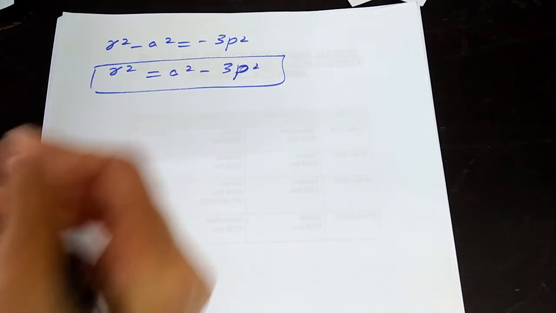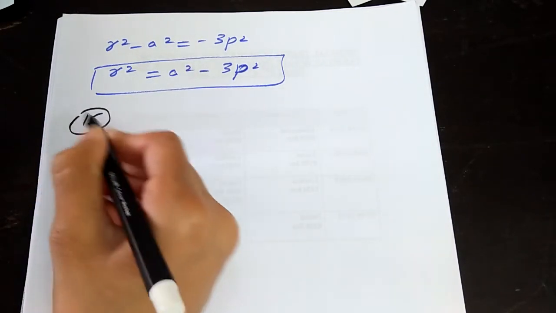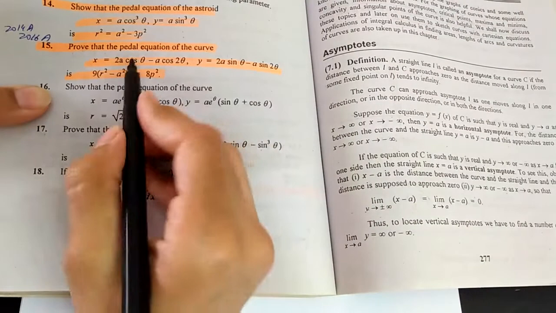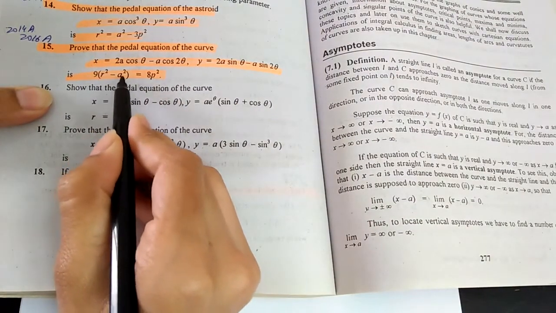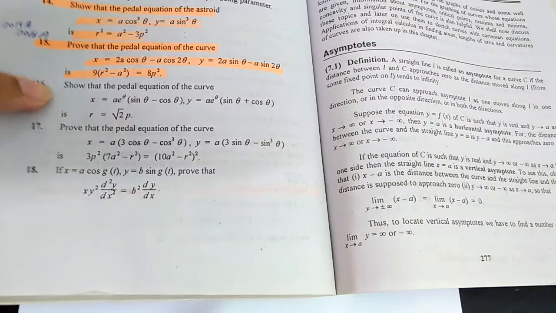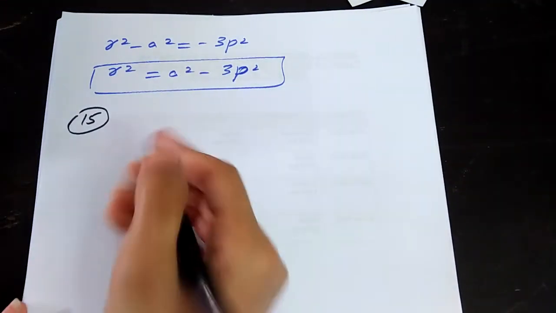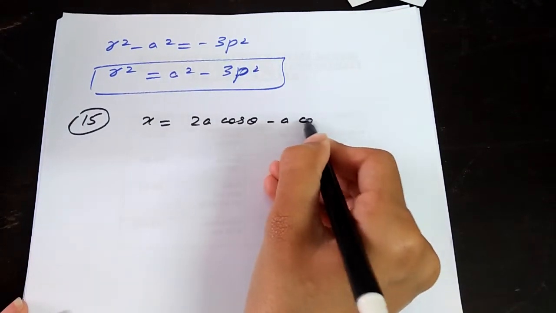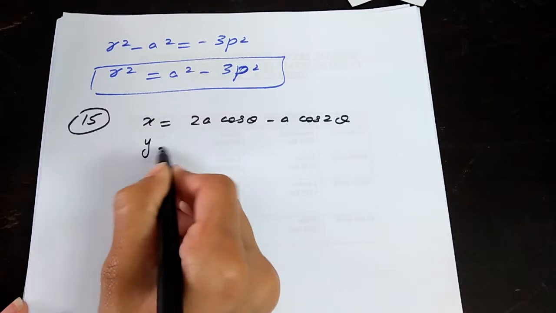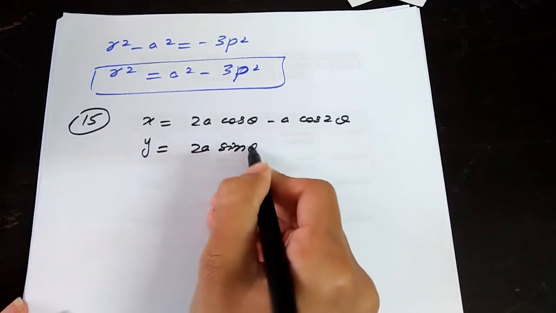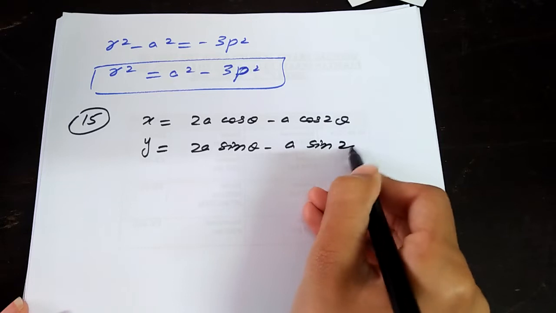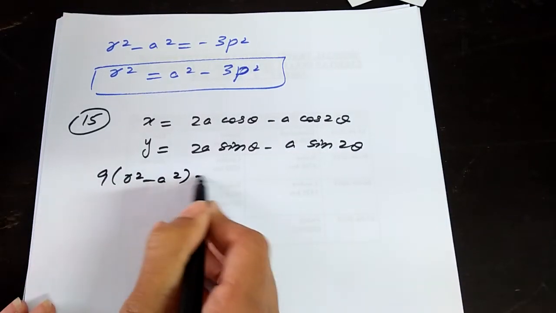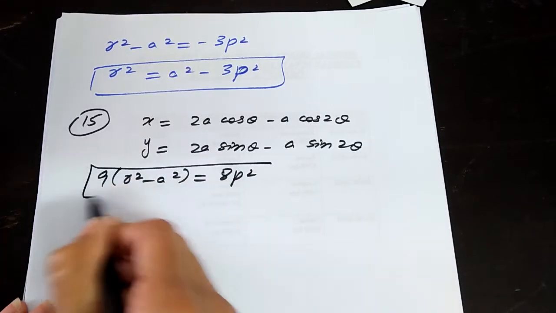Now come to question number 15. It is with the same method. Prove that the pedal equation of this curve is 9 times r square minus a square is equals to 8p square. So the curve is x is equals to 2a cos of theta minus a cos 2 theta and y is equals to 2a sine of theta minus a sine 2 theta. And what we have to prove? 9 times r square minus a square is equals to 8p square.